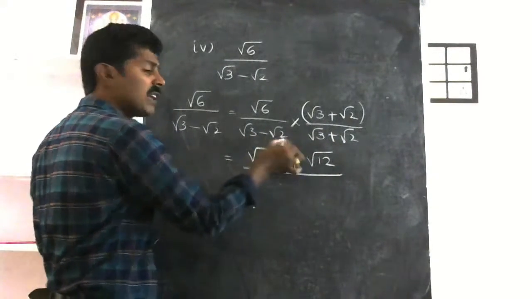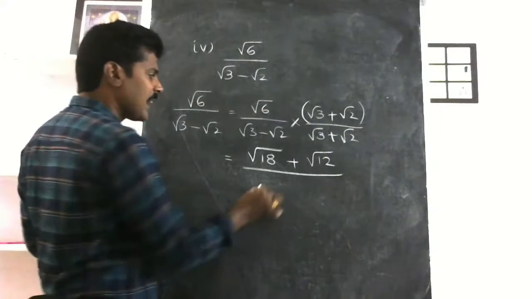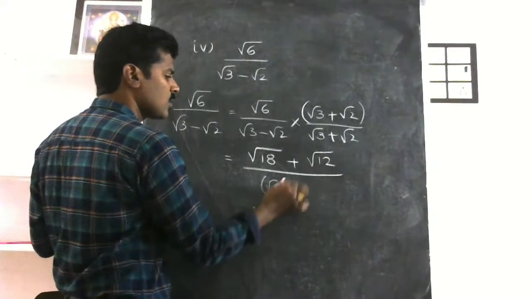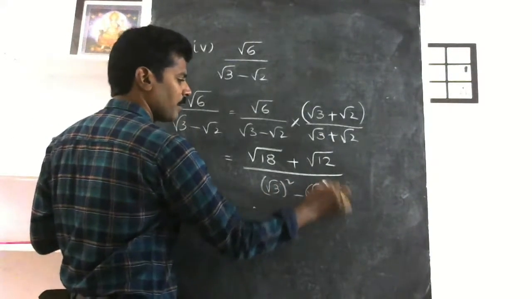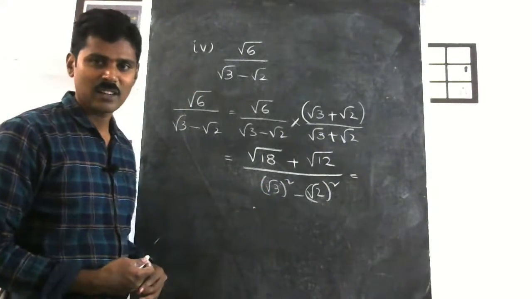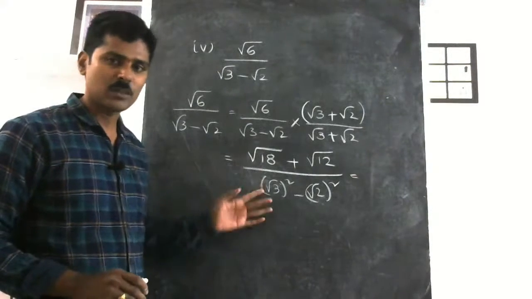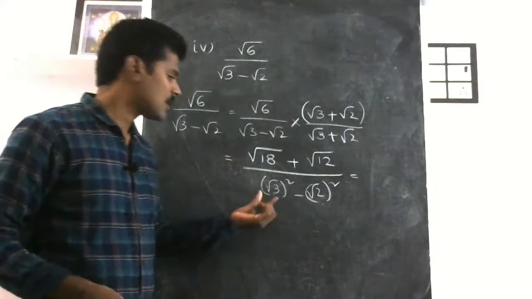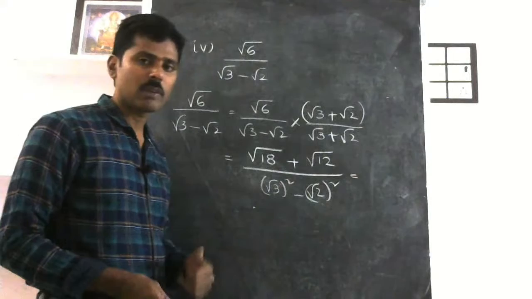By a minus b into a plus b, I will always get a square minus b square, so here it is root 3 square minus root 2 square. In the first video, I have explained how that square and square root cancel. Generally they won't cancel, we have raised it to that power. Just watch that video to get why that square and square root will cancel.